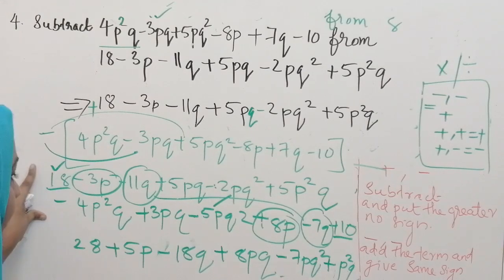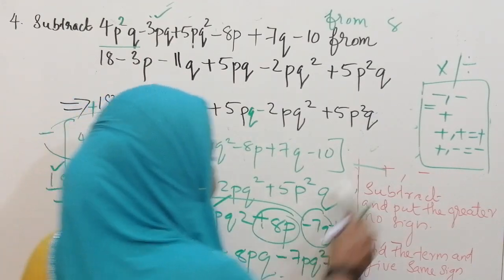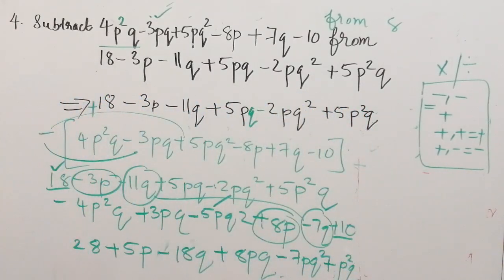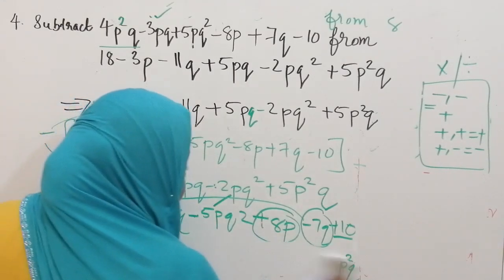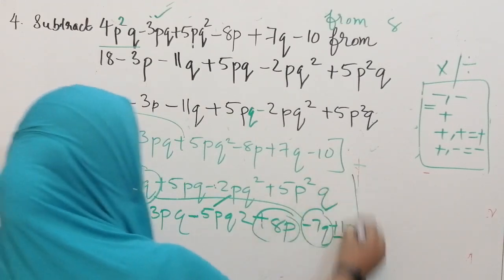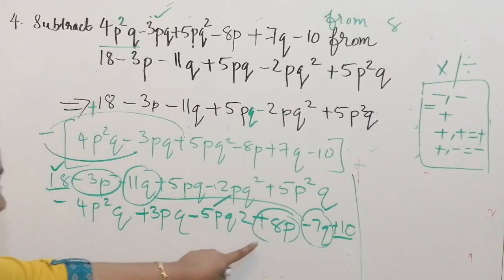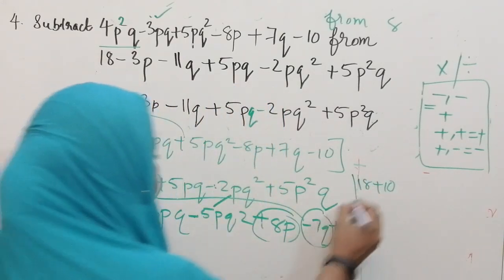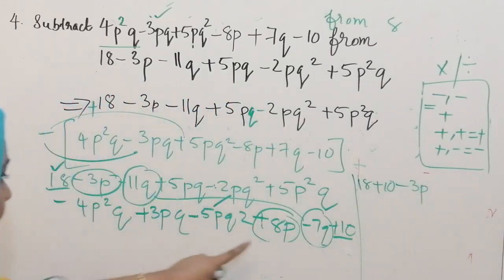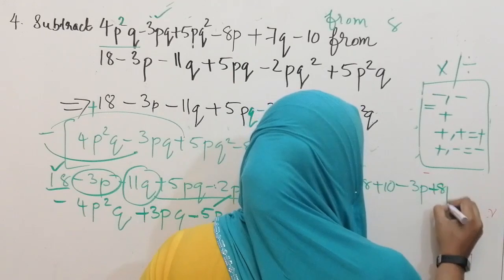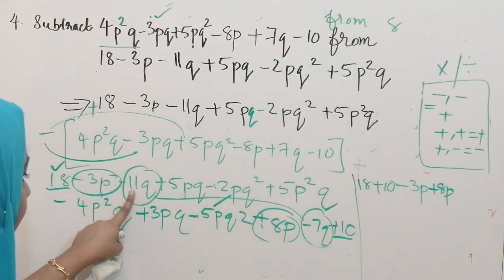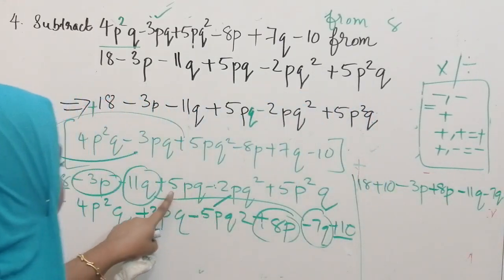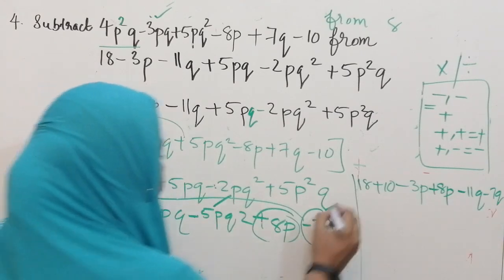Suppose you have confusion in this part, what you have to do here? You can arrange the like terms. That also I will show you. You can put like terms together. So how can we put like terms here? 18 and 10, so 18 plus 10. Next is minus 3p and plus 8p. Next is minus 11q, minus 7q. Next one plus 5pq, plus 3pq.